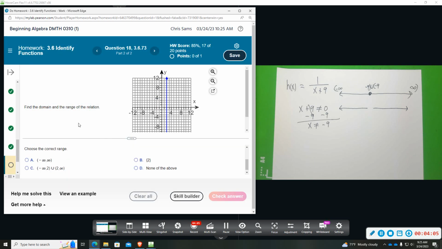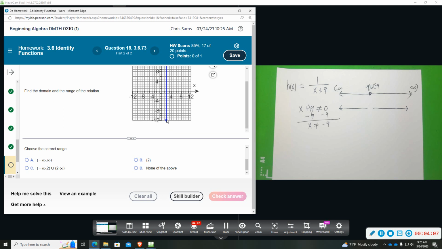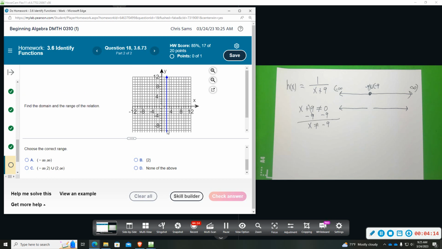Now as far as going up and down to find the range, this graph goes all the way down, arrowhead, goes all the way up. So that means negative infinity up to positive.